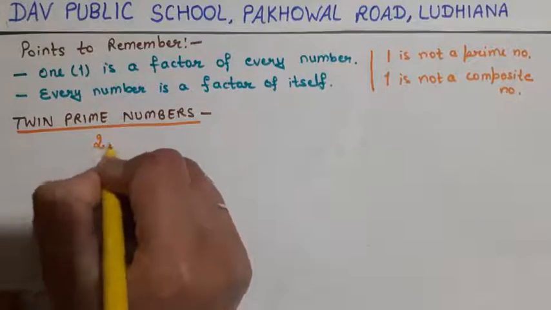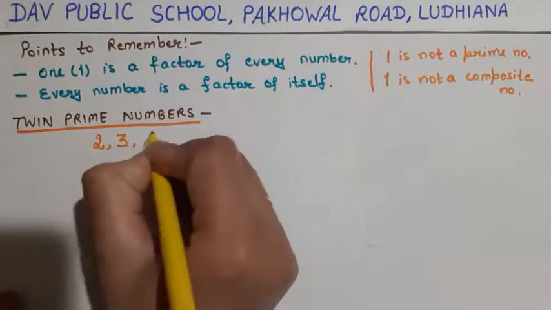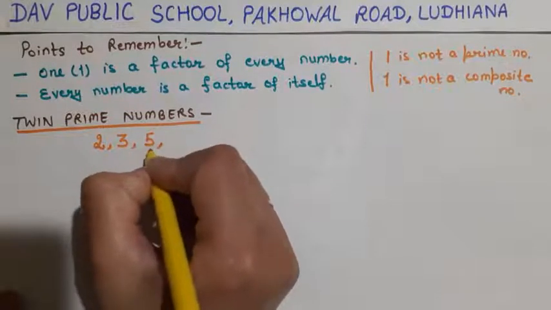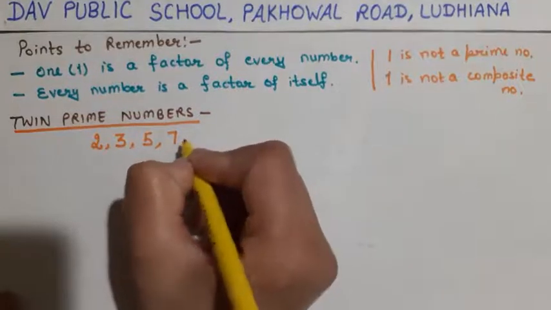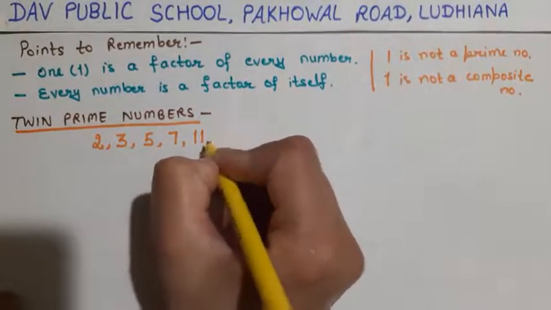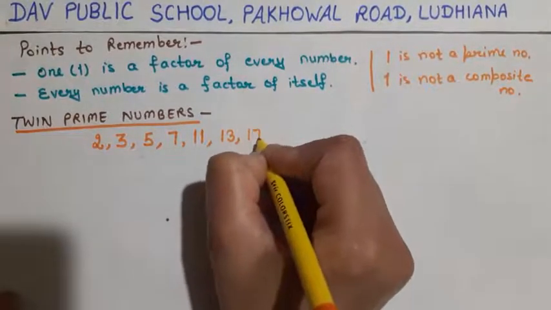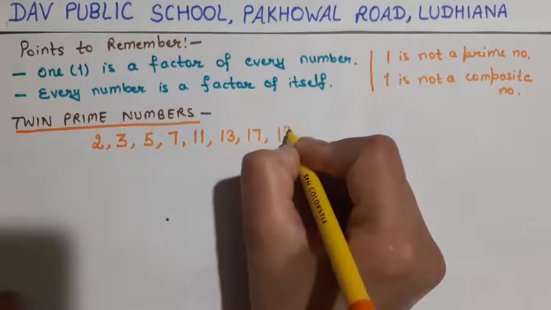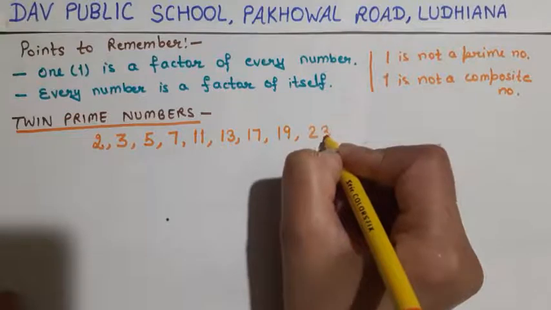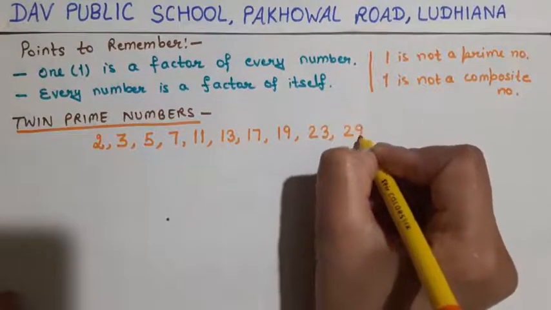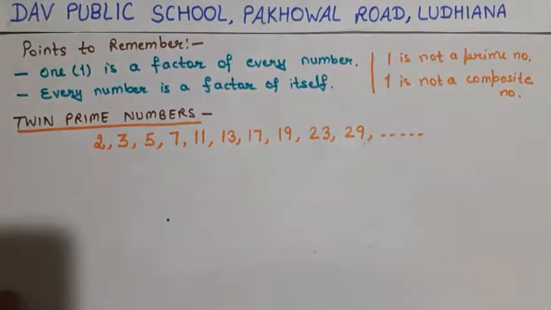That means 2 is the smallest prime number. The next prime number is 3. Next 5, you know that. Next 7, right? Next is 11. Then 13, then 17, then 19. Then 23, and then 29 and so on. You can write as many as you want.